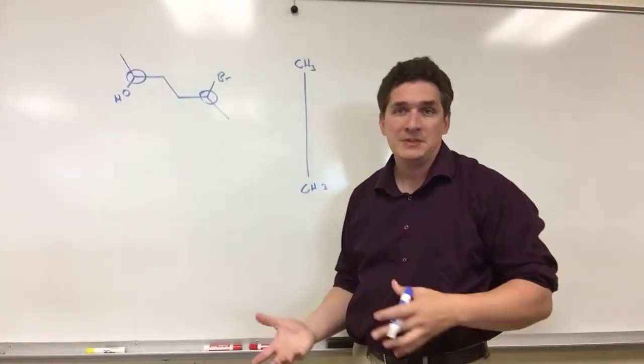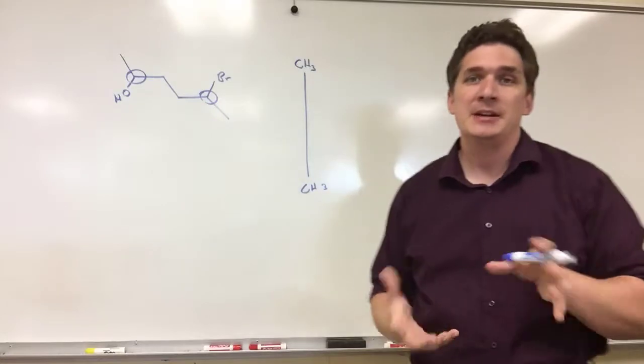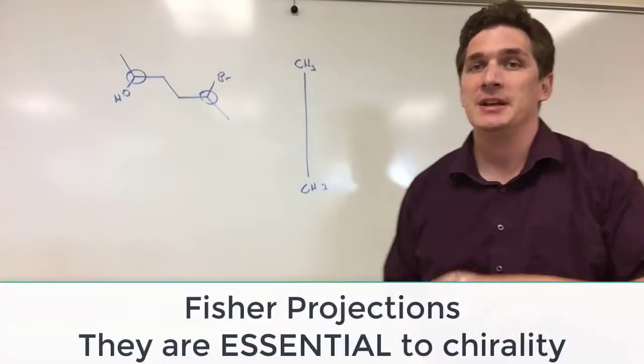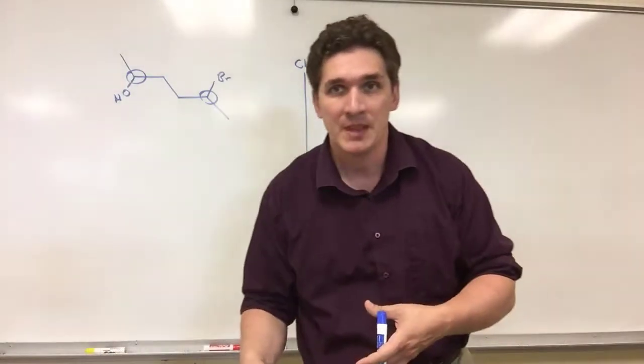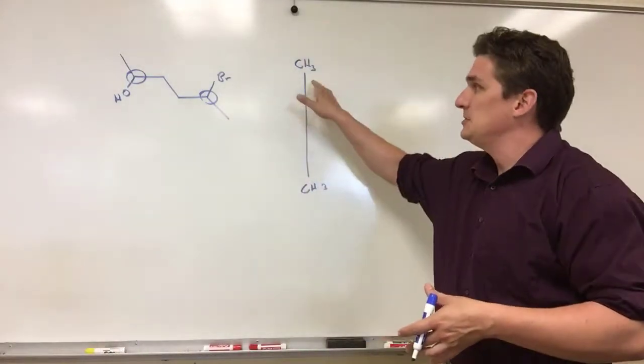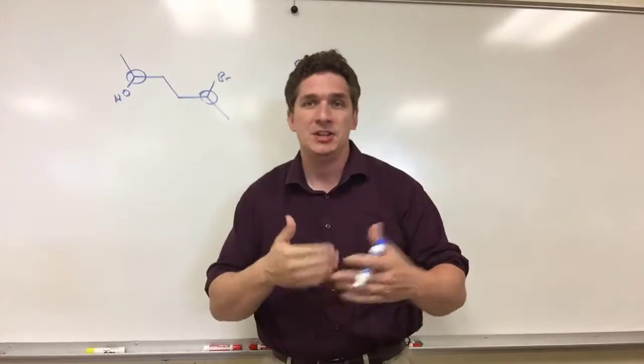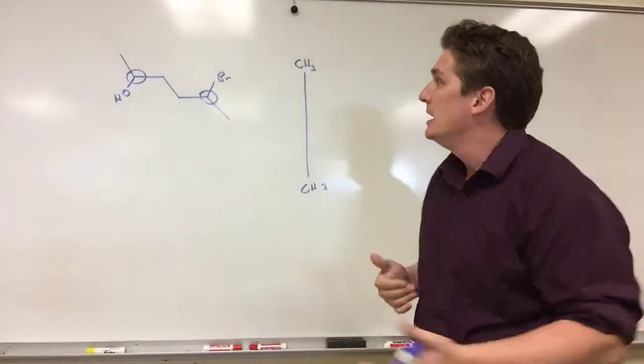Now, I talked in a previous video about how to draw Fischer projections. Let's talk about how to use Fischer projections in order to understand and assign chirality associated with a molecule. At least we're going to start working in that direction. In our Fischer projection, we draw a straight line to designate the chain that we're associating with this compound.